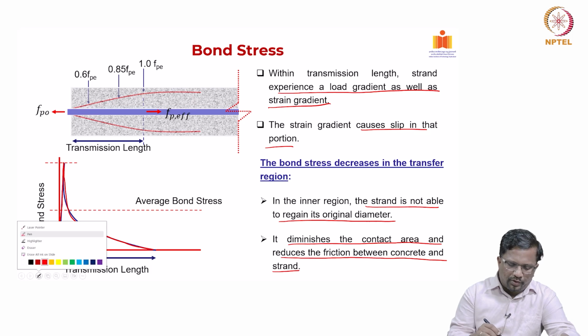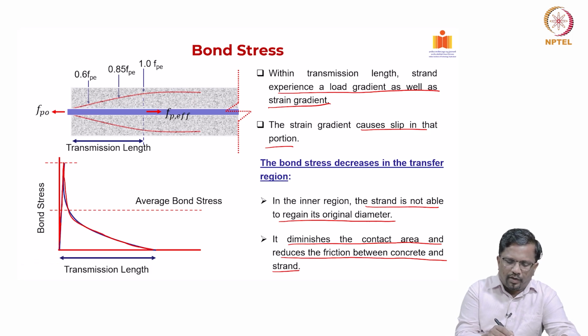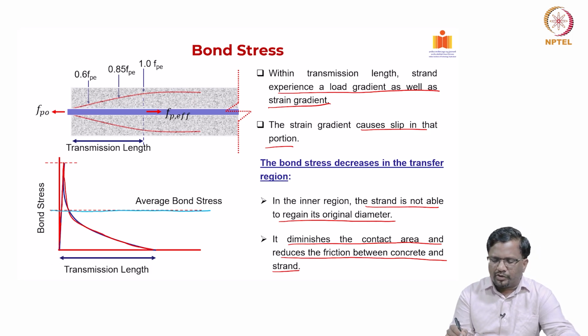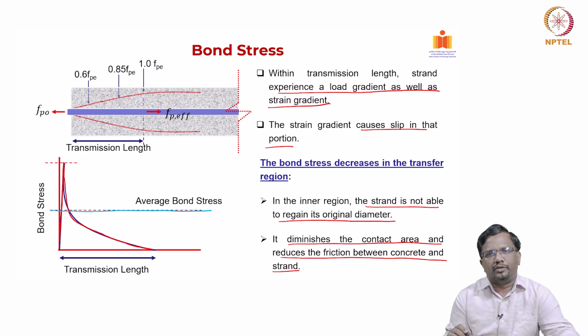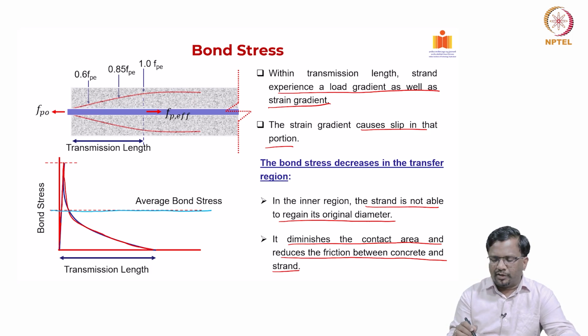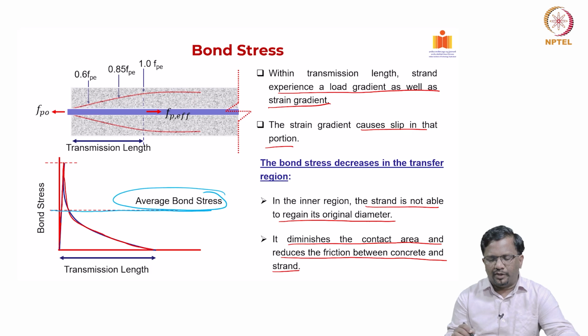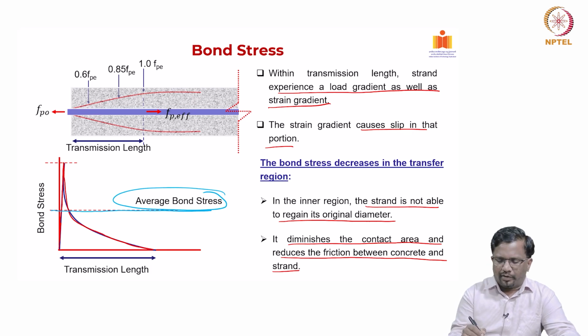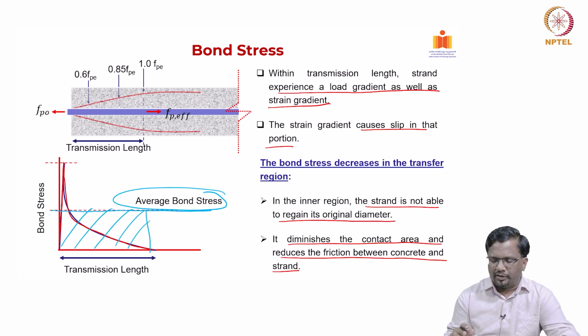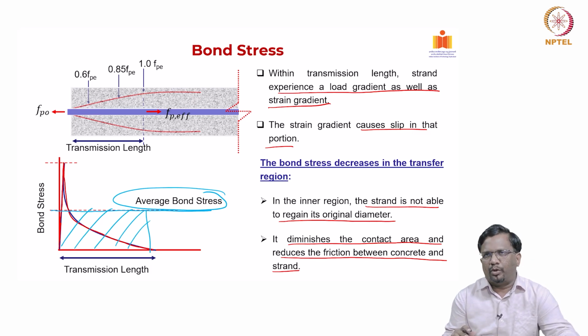But what we do is we take an average bond stress in our calculation. There are a lot of local variations happening, but in the transmission range we deal in terms of average bond stress. Let us say the area of this actual variation is equal to a rectangular area like this. If this area and this area are kept the same, then this is the way you calculate your average bond stress.